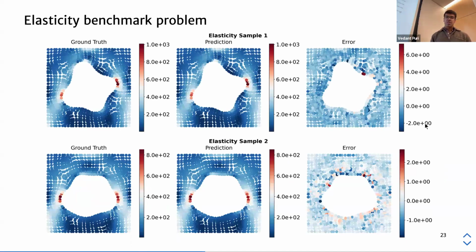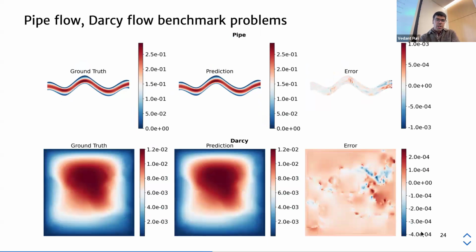Here are some visualizations of Flare's prediction on the elasticity test case. As you can see, we are able to capture the high stress concentrations on the left and right hand side in both cases very effectively, and the error is approximately 1%, if not lower, everywhere. Same for the Darcy flow and the pipe flow test cases, where the ground truth and the prediction are near identical and the errors are minimal.